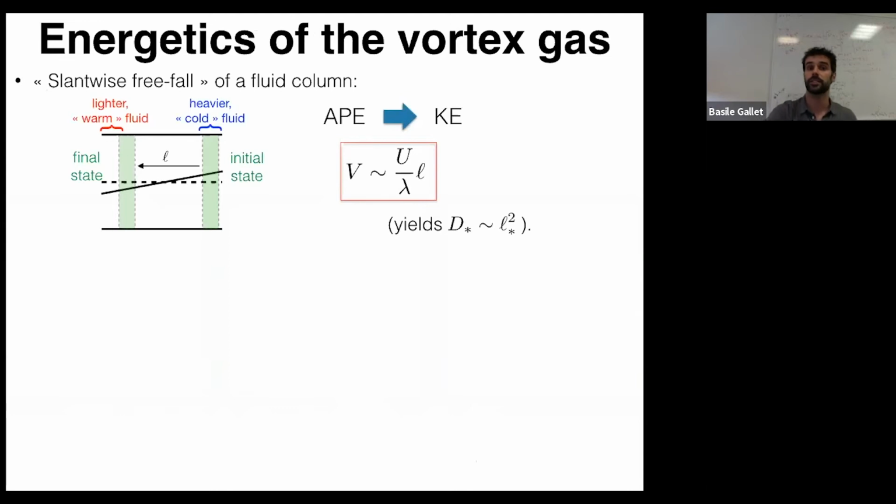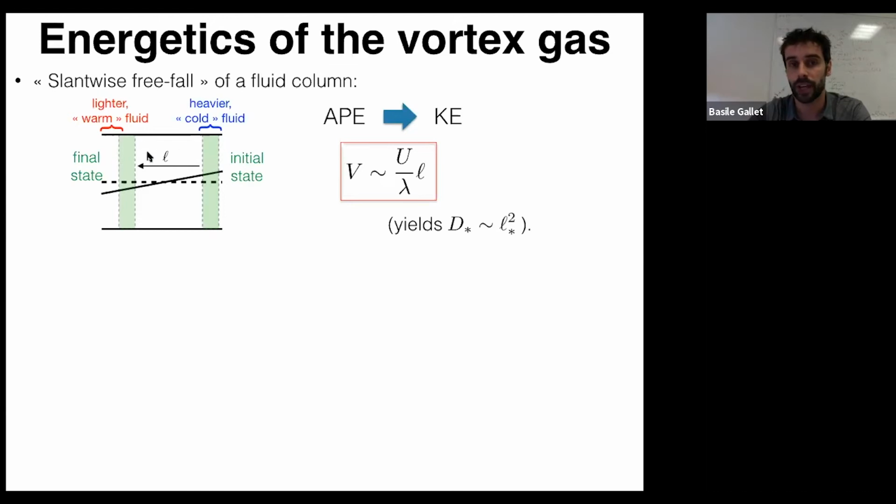The third relation will sound obvious to the experts in turbulent convection, for instance, and I've called it the slantwise freefall argument. And the idea is the following. You can consider a fluid column here that's initially here, and in fact is going to move spontaneously. It's going to fall down this slope here and move into a warmer region. And during this, it's like the free fall in convection, except that now it's falling in a slanted direction.